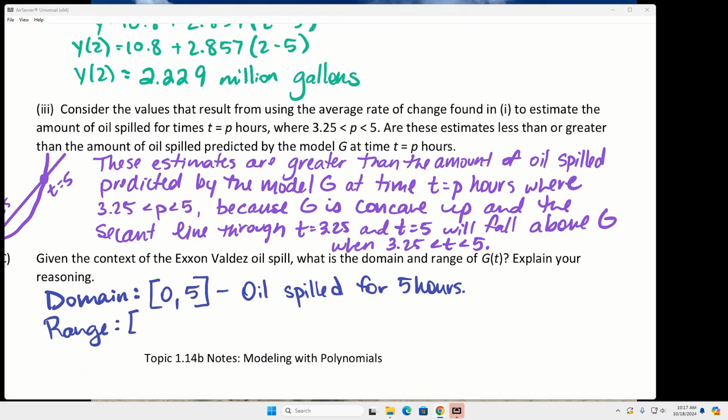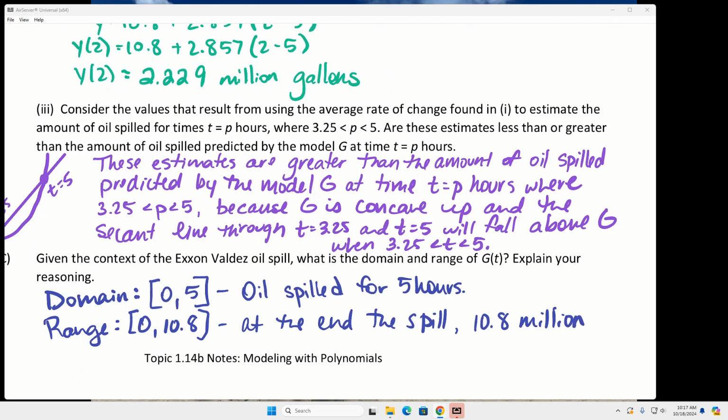All right, what about the range? What do you guys think? It should be 0 to 10.8. Absolutely. And the reasoning is something like at the end of the spill, $10.8 million gallons.